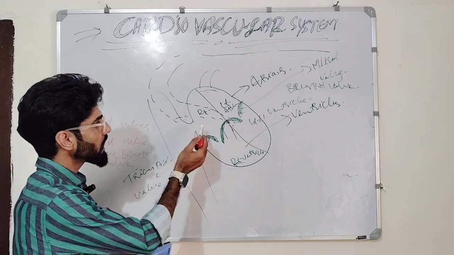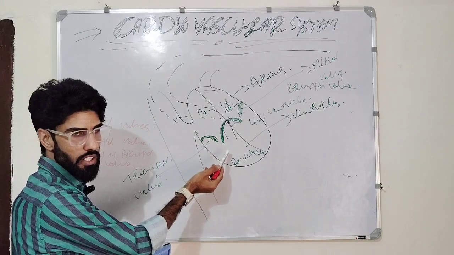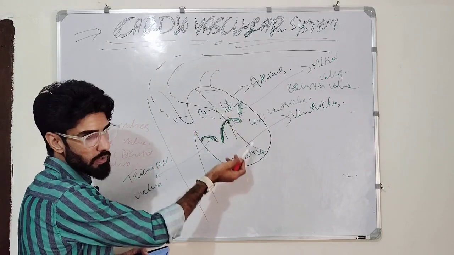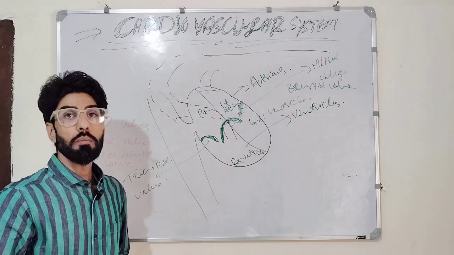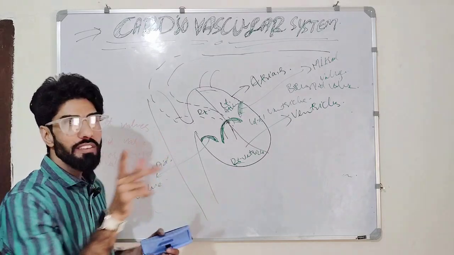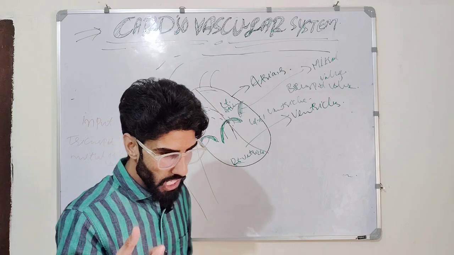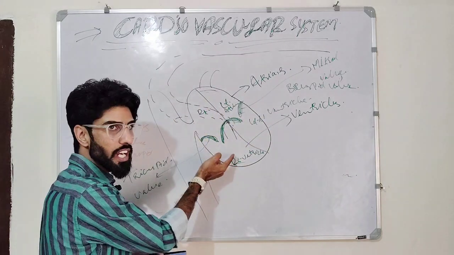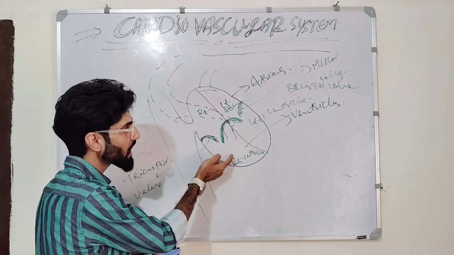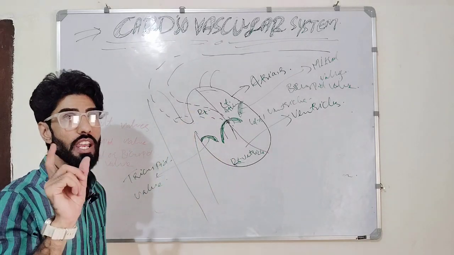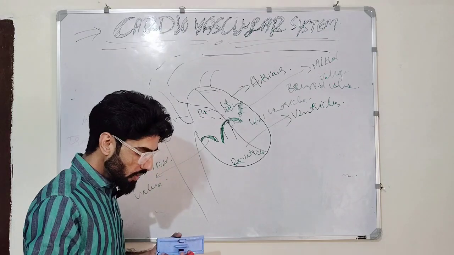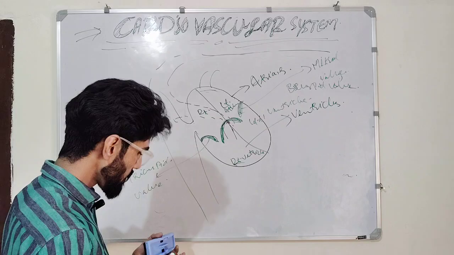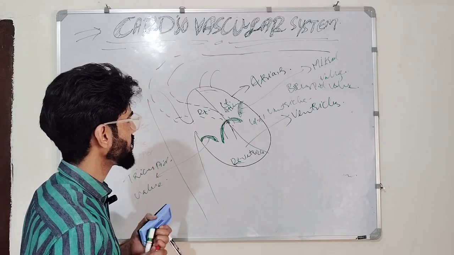So these input valves allow blood from the right atrium to the right ventricle, and on the left side from the left atrium to the left ventricle. But these are also called AV valves. Why? Because they are in between atria and ventricles: atrioventricular valves. And there are two more valves, which are outflow valves.